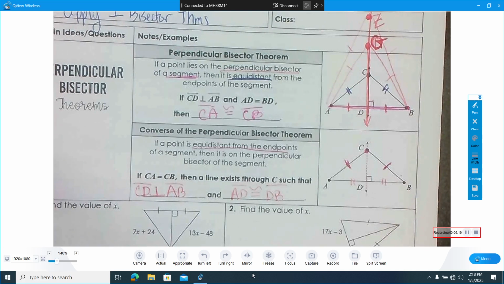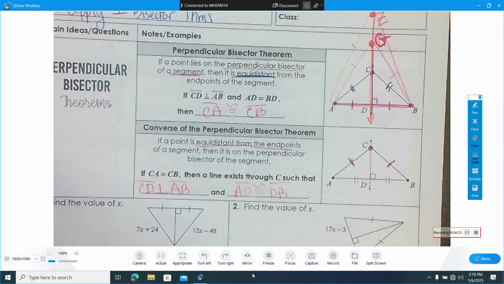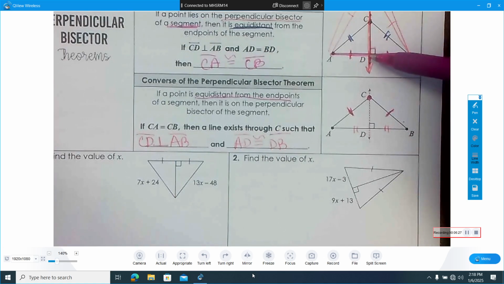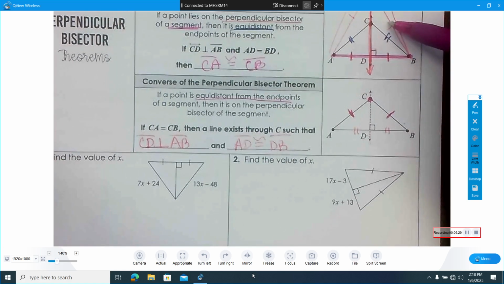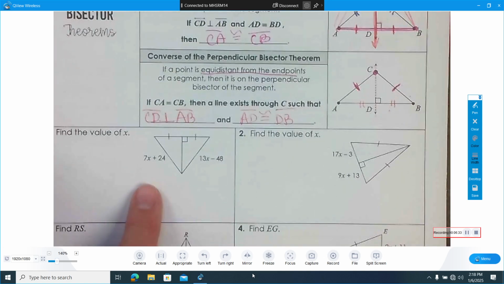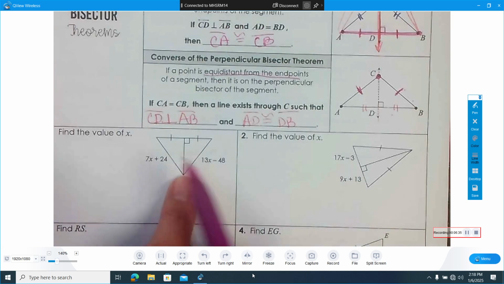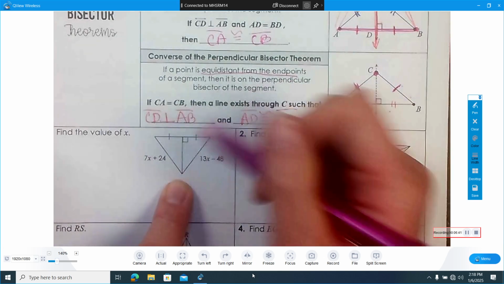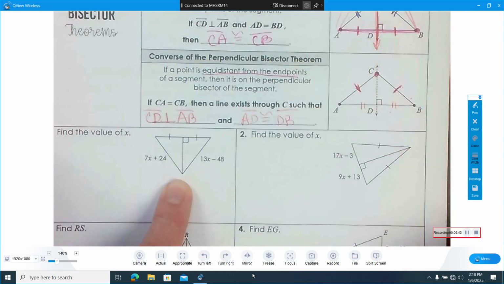Okay. Basically, lots of things are equal, which is kind of nice. So let's look. We're going to figure out if we're on a perpendicular bisector and therefore equidistant, or if we're equidistant and then bisected. So let's look here on number 1. What information are they telling me in this picture? What markings did they give me?